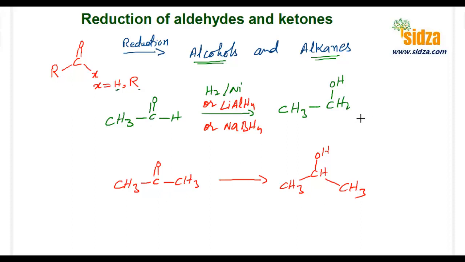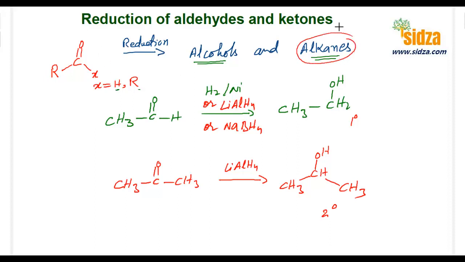So by the reduction of aldehydes, you get primary alcohols, and from the reduction of ketones, you get secondary alcohols. And these are the reducing agents. You can use any of these, suppose lithium aluminum hydride, or you can even use sodium borohydride for this conversion, or you can use hydrogen gas in presence of nickel or platinum or palladium, right? Like these catalysts here.